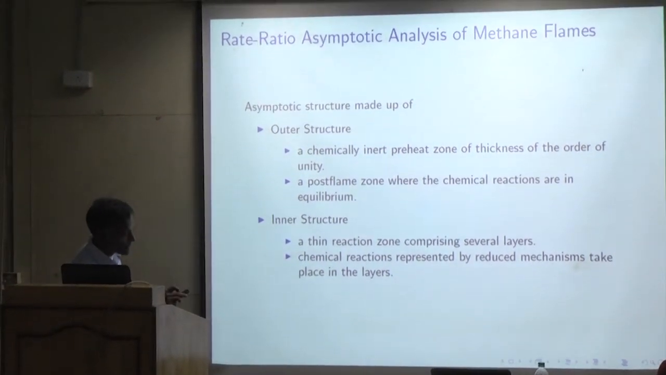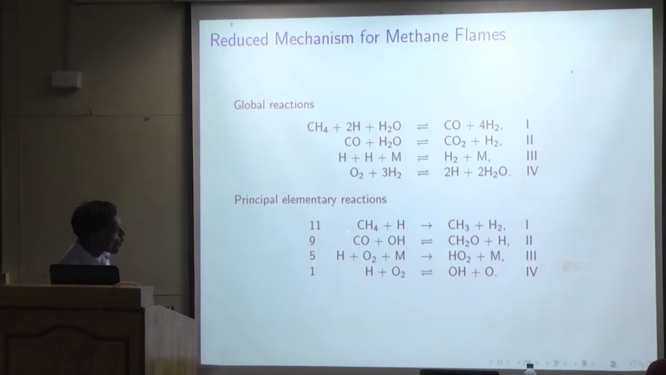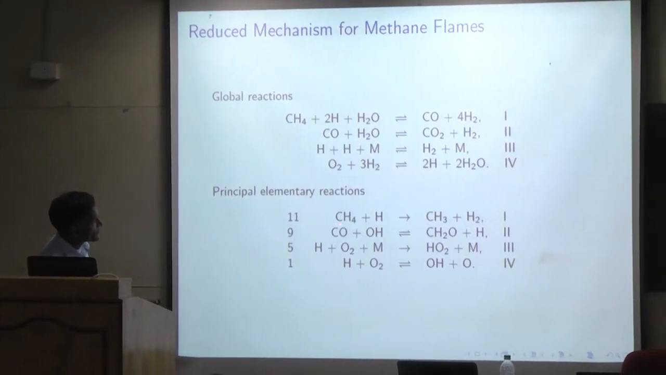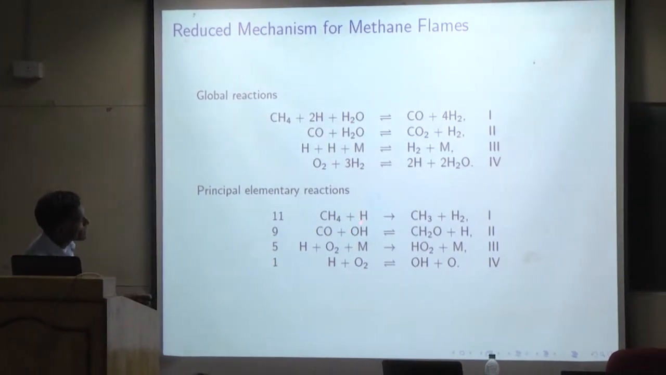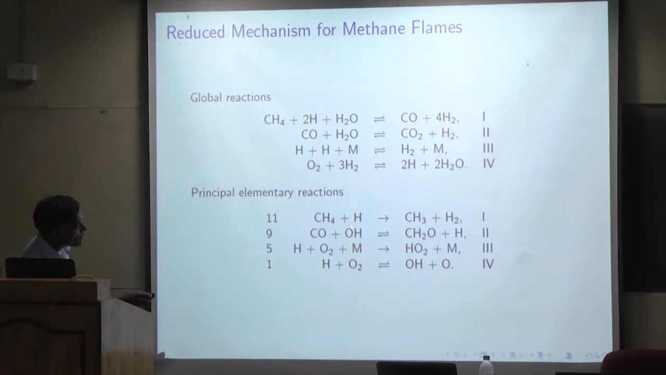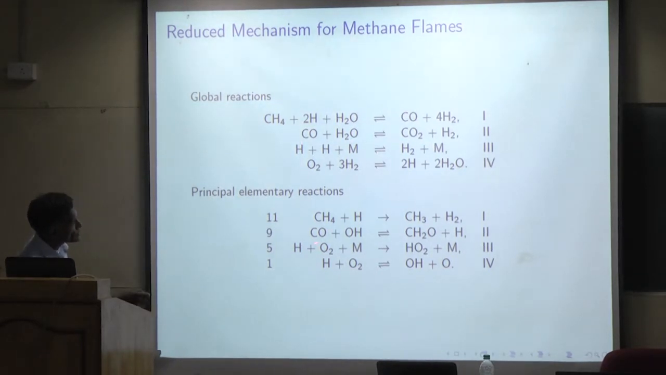The point here is that if you look at this reduced scheme, all these reactions involve radicals. For example, this reaction has radicals. All these reactions involve radicals. Oh, by the way, this reaction, the global is given by this global step. For this reaction, this is the global. This is the elementary step. This one is this, this one is that one.